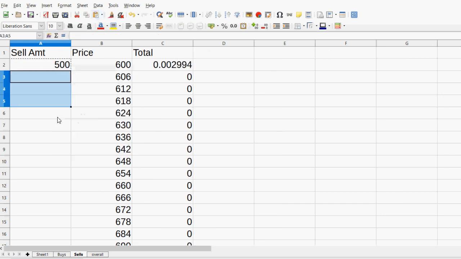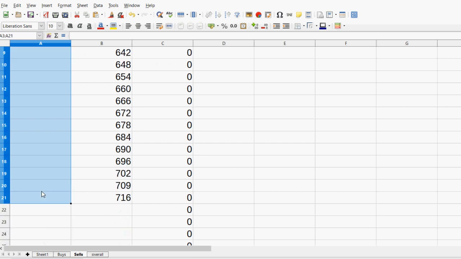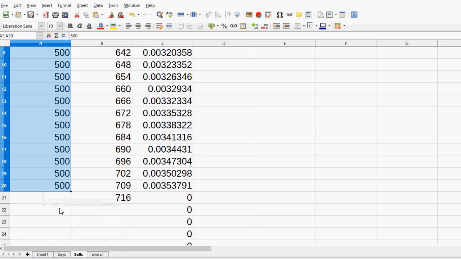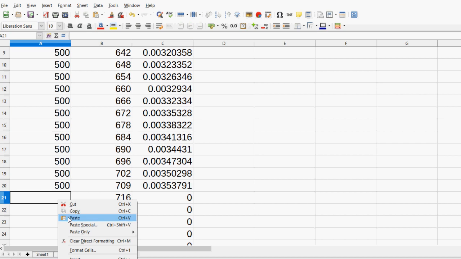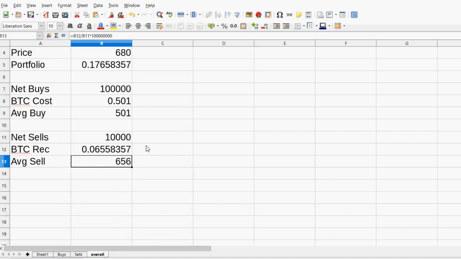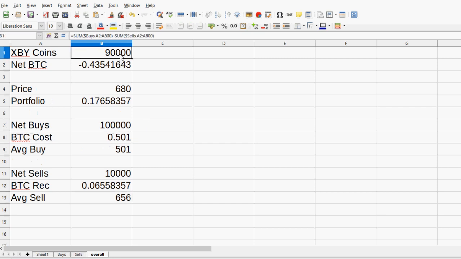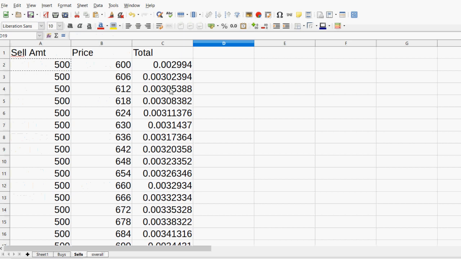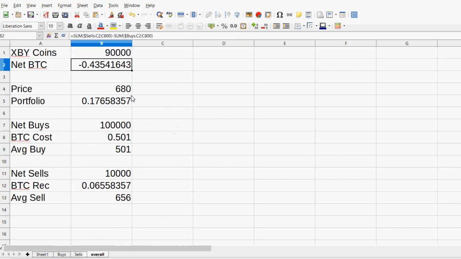And we'll just copy and paste that for every single one. There we have it. So now when we look at the overall statistics, 10,000 of the coins would have already been sold, as there's 90,000 remaining. This is just subtracting the two. Net Bitcoin difference, that's taking the difference of those two numbers.